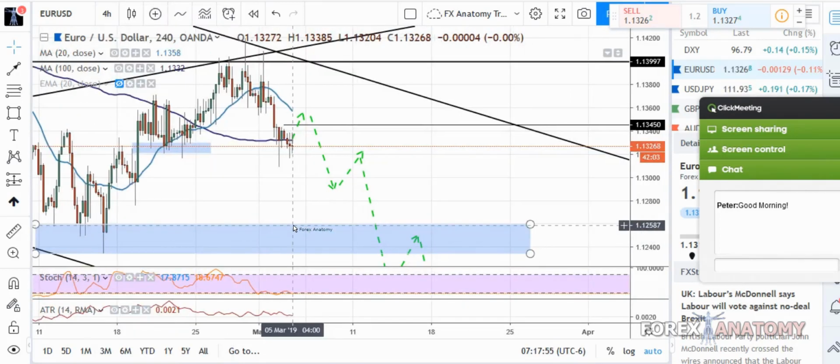Unless you see a reason to violate what you see on a larger macro scale, you want to look for opportunities to sell the Euro USD. That's what you want to look for.